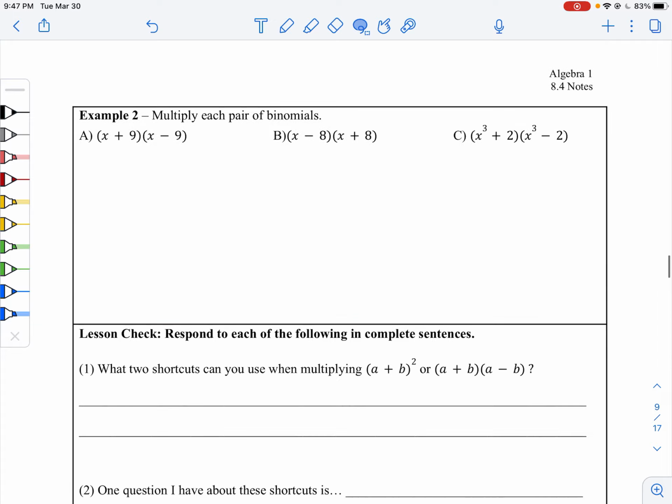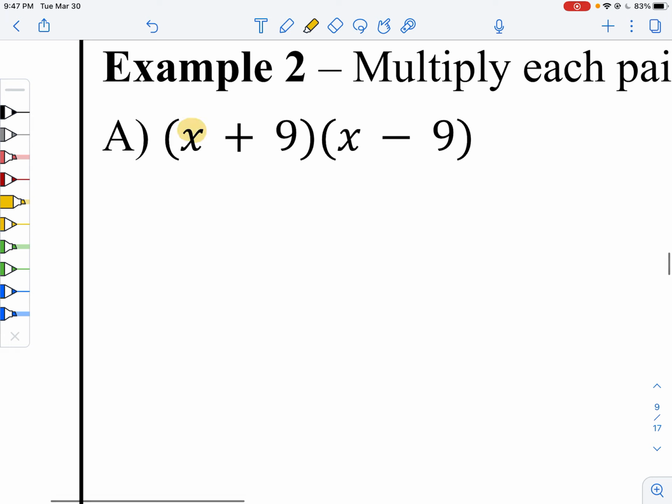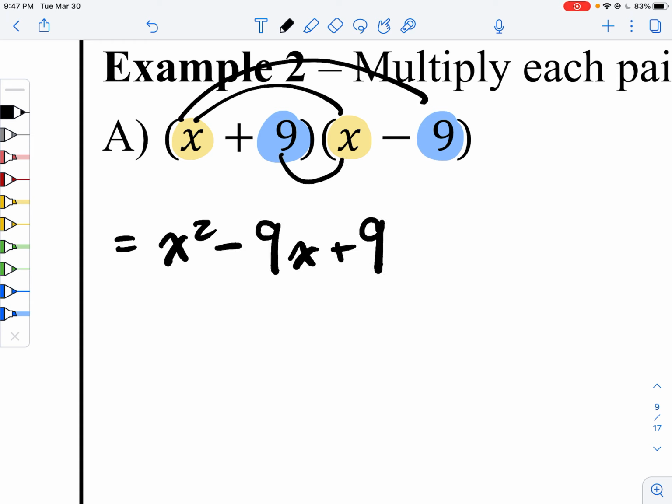Yeah, I'll show you. I'll do an example and I'll show you what happens. Okay, so now we have two binomials and they're using the same numbers, but their signs are different. We have a plus and we have a minus. So let's FOIL it out and see what we get. Our first will give us an x squared. Our outside will give us a minus 9x. Our inside will give us a plus 9x. And our last will give us a minus 9 squared.